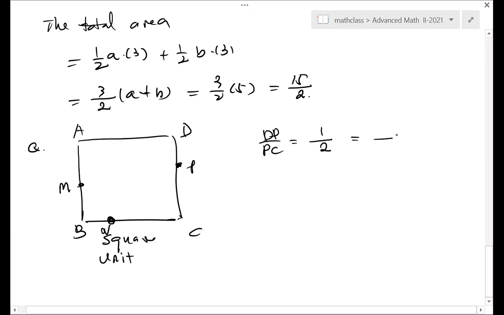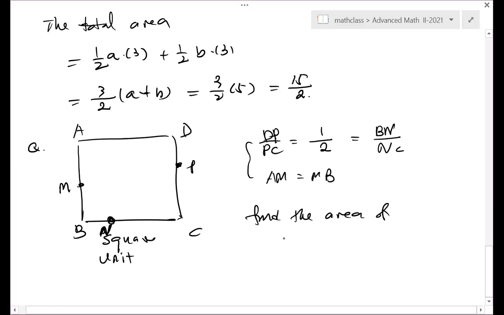This is also equal to B, and that point is called N: BN and NC. M is the middle point, so M equals NB. This is the condition. So find the area of the triangle PNM.